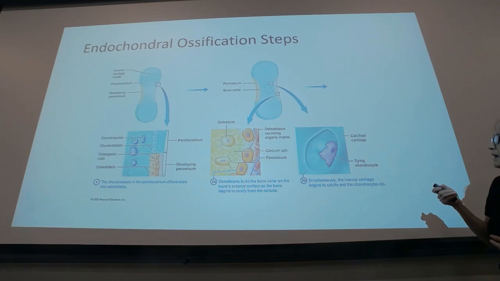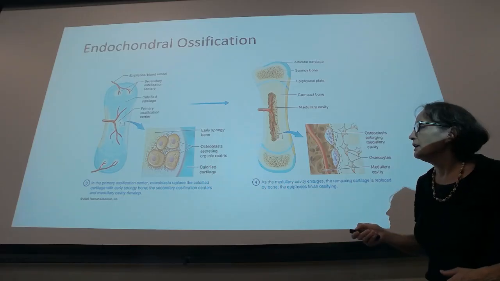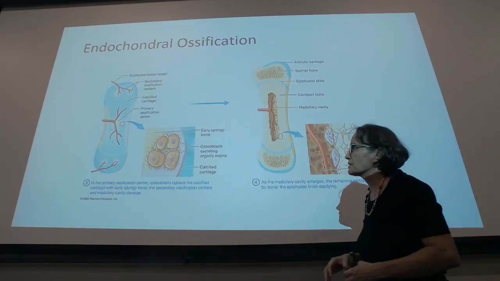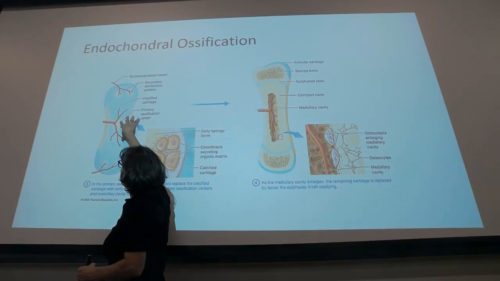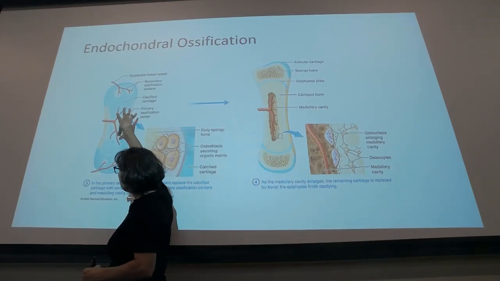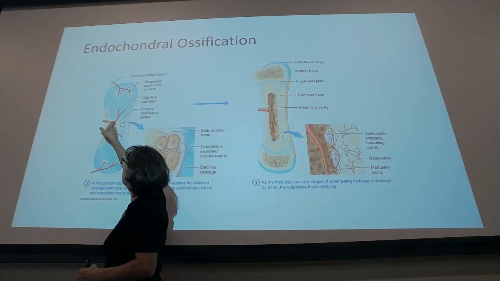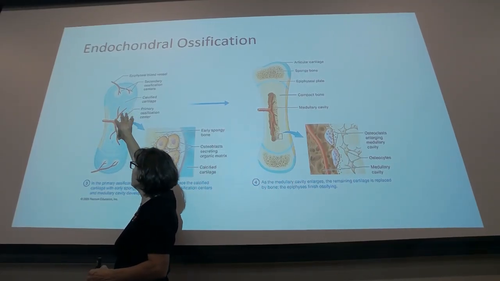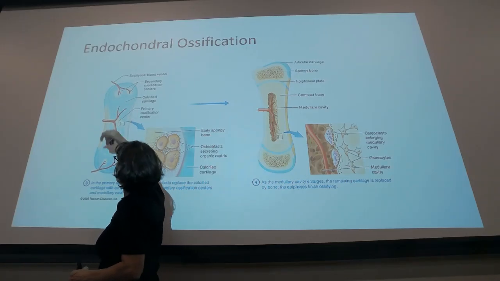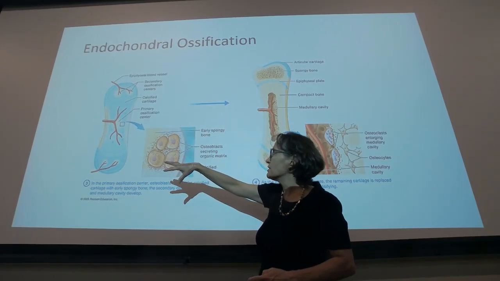at the same time, you will also form secondary ossification centers here in these epiphyses. But the first part that you start ossifying will be this central part of the bone, the diaphysis, by bringing in these blood vessels. So this is where you have your primary ossification center. Later on, in these epiphyses, you will form the secondary ossification centers.